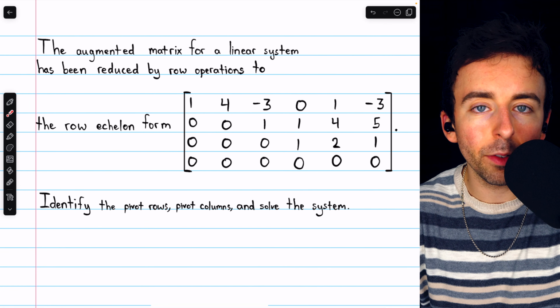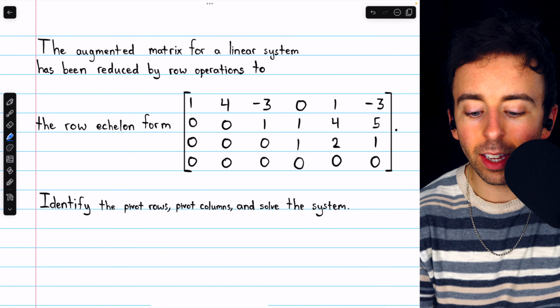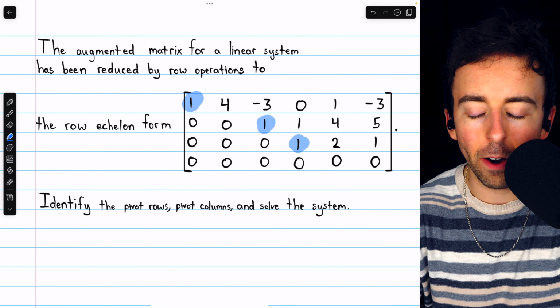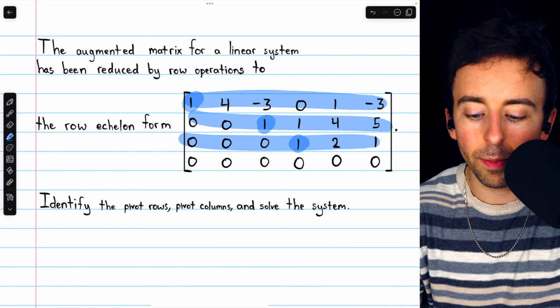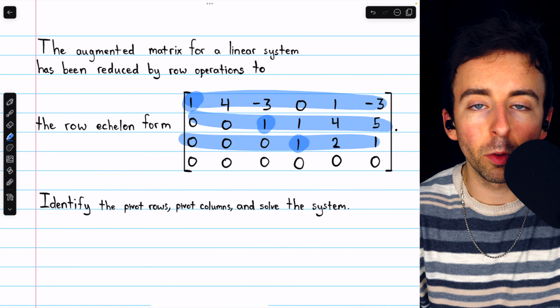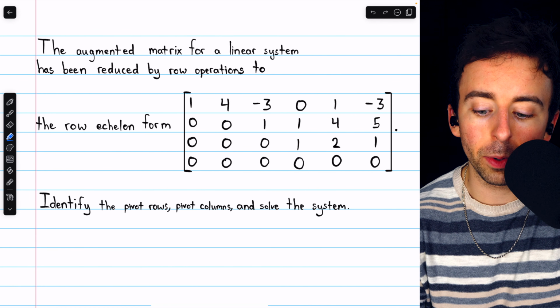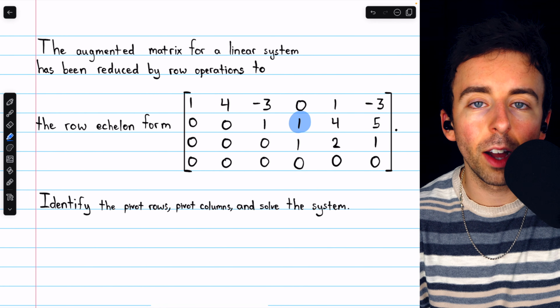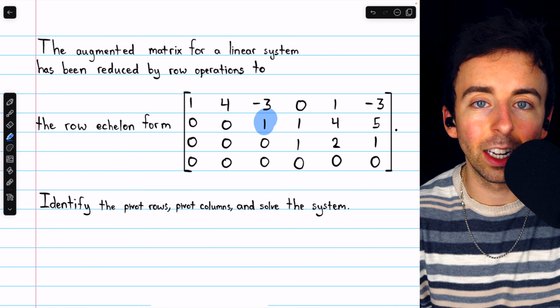Let's begin by identifying the pivot rows. Those are the rows that contain the leading ones. We see a leading 1 there, a leading 1 there, and a leading 1 there. Hence, the pivot rows are rows 1, 2, and 3. Row 4 is not a pivot row because it doesn't contain a leading 1. As another non-example, notice that this is not a leading 1 because it's not the first non-zero entry in its row, whereas this is the leading 1.